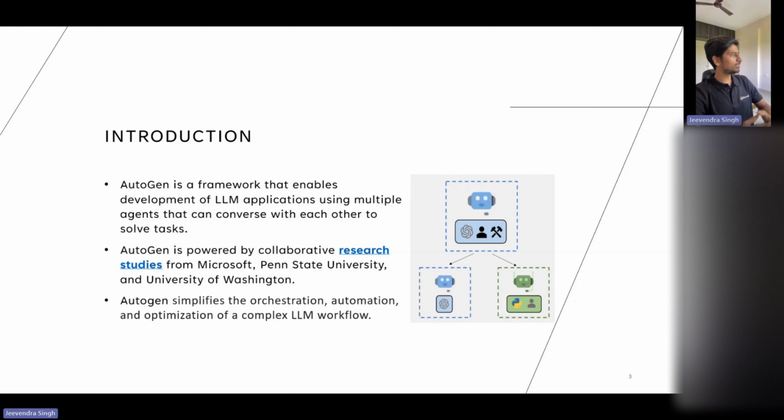It supports diverse conversation patterns to create complex workflows. AutoGen agents are customizable, conversable, and they also allow human participation. They can operate in different modes by employing a combination of LLMs, human inputs, and tools like calling an API, right? Okay, so I talked a lot about agents in my conversation. So let's quickly get to what is an agent.